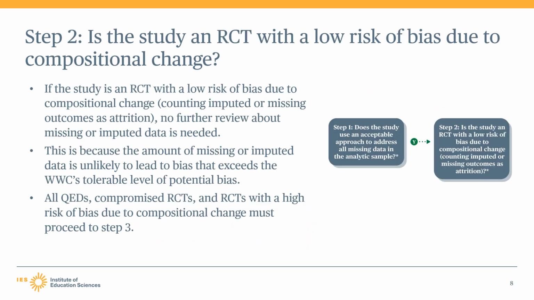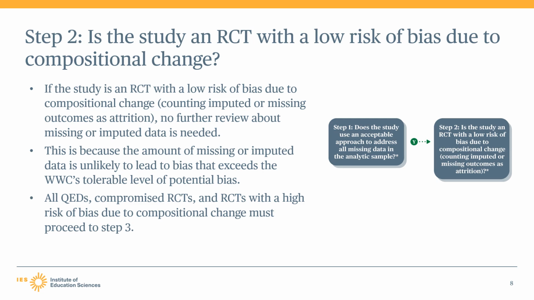Study findings that fail Step 1 in this process are not eligible to meet standards, so the missing data review process will stop. But for studies that do pass Step 1, reviewers will proceed to the second step in the process. At this second step, reviewers will assess whether the study is an RCT with a low risk of bias due to compositional change. Individual-level RCTs satisfy this requirement by demonstrating low attrition.